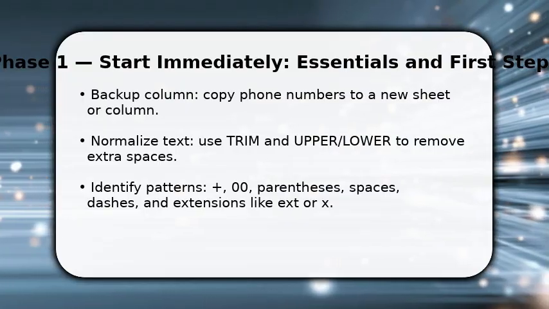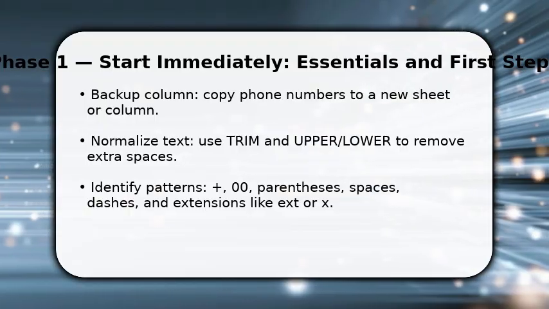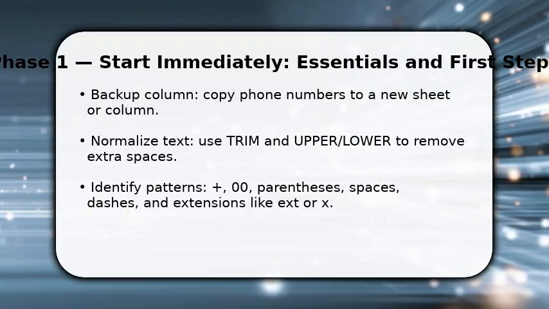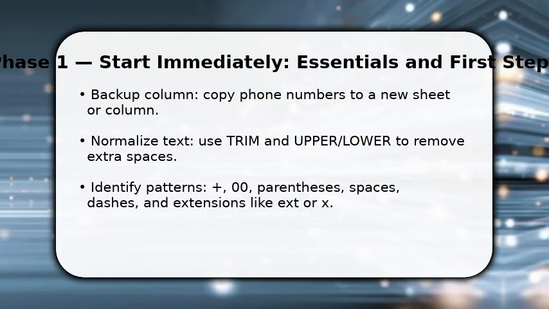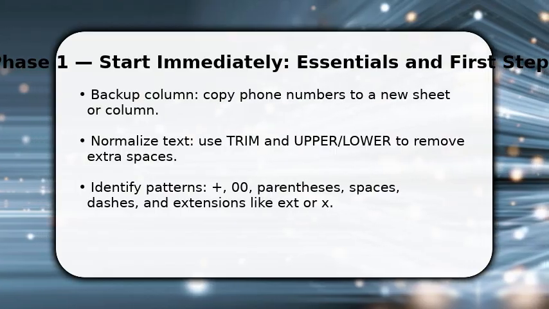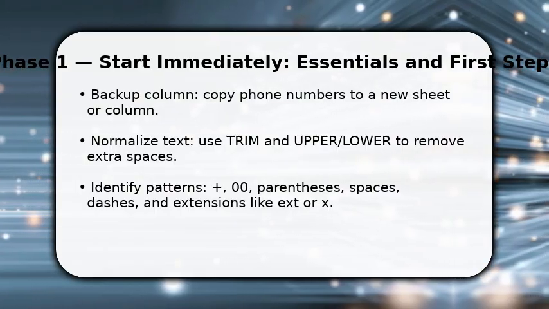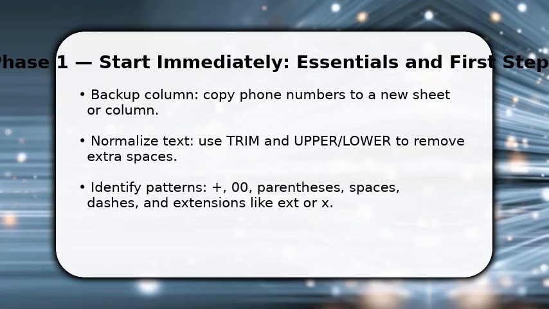You should start by making a quick backup of the phone column because mistakes happen. Once backed up, normalize the cells with trim and clean so white space won't confuse patterns. Next, scan a few examples to see if country codes use a plus sign, double zeros, or parentheses.